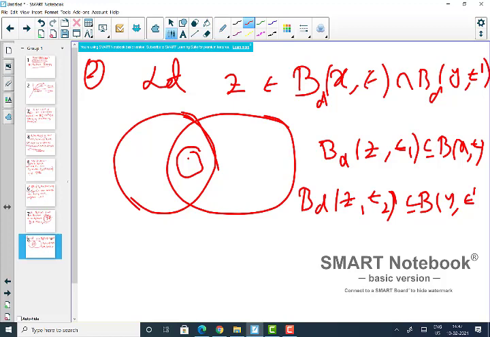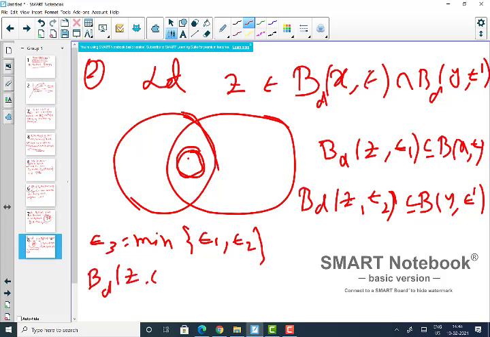Epsilon dash. Okay. Now, if you choose the minimum of epsilon 1 and epsilon 2, let's say you choose epsilon 3 to be the minimum of epsilon 1 and epsilon 2. Then what happened? Then this is minimum, and that is actually sitting in both, with respect to the metric d, z, epsilon 3.